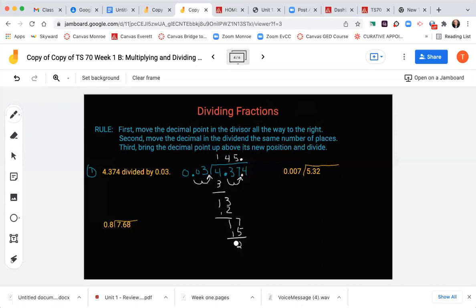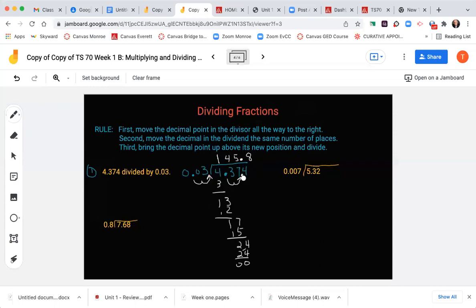Will 3 divide into 2? No. Bring down the 4. 3 goes into 24, 8. And that'll be my final answer, because what I'm going to get down here by multiplying is a 0 when I subtract. Okay. So I have 145.8, and that is in the right place. That's how you do long division, kind of a quick review.